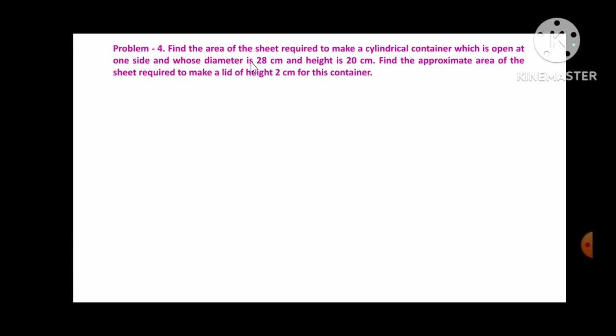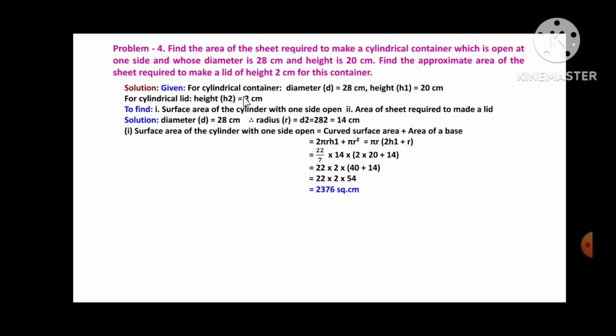Next problem. Find the area of the sheet required to make a cylindrical container which is open at one side and whose diameter is 28 centimeter and height is 20 centimeter. Find the approximate area of the sheet required to make a lid of height 2 centimeter for this container. So friends, here given things are cylindrical container, diameter 28 centimeter, height is 20 centimeter, h1. For the cylindrical lid, height is 2 centimeter, h2. We have to calculate the surface area of the cylinder with one side open, and second, the area of the sheet required to make a lid.